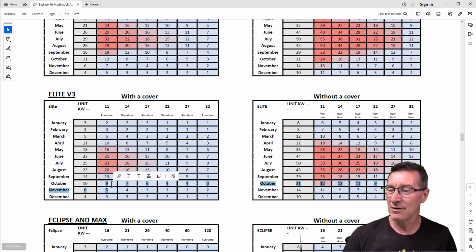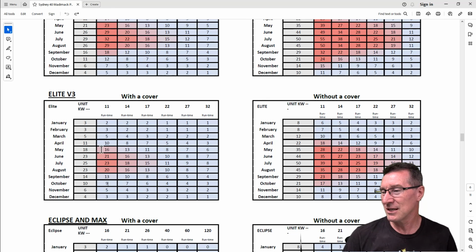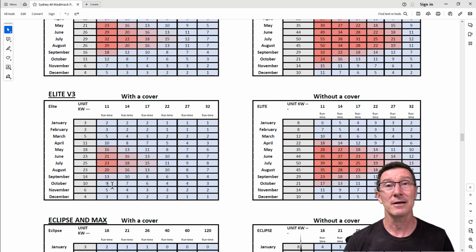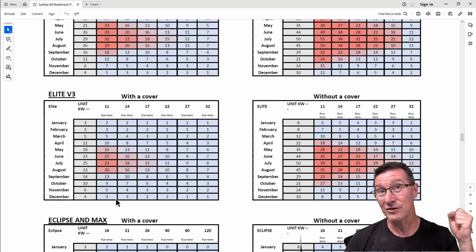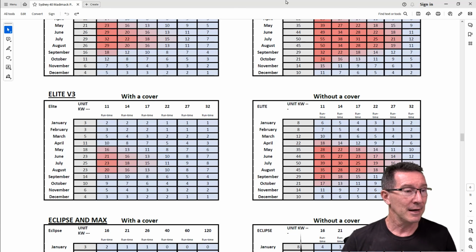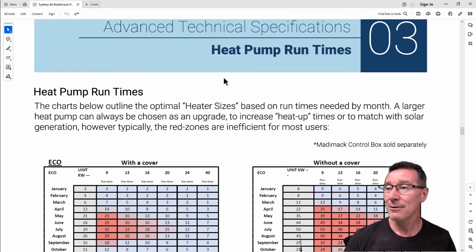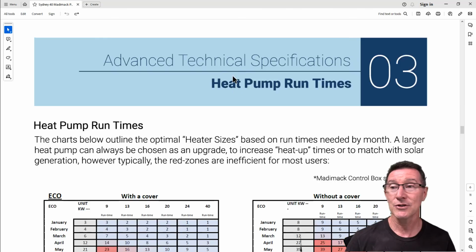So those months, May through to August, something like that, it's probably not going to be that terrific unless you really want to flog it 24 hours a day. But I don't think we'll be doing that. But anyway, there you go. I just wanted to show you that's how we sized our heat pump.